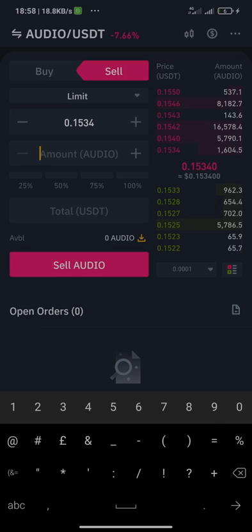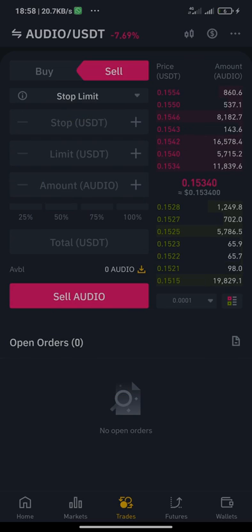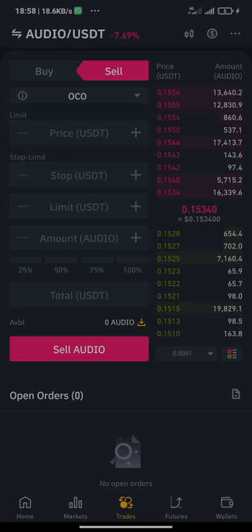And then you can come here. This is where you sell. You can sell using limits, you can sell using stop limit, which is the stop loss. There are videos for that I've sent. You can sell using OCO. So that's that about that.